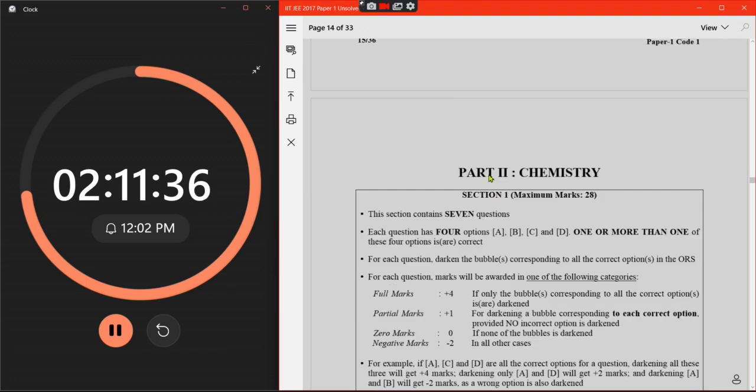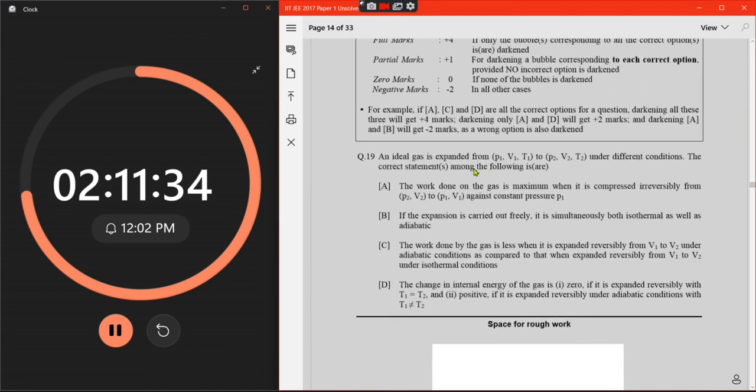Okay, part 2 chemistry. Ideal gas expanded from P1. Okay, under different conditions, the correct statement among the following is: the work done on the gas is maximum when it is compressed irreversibly from P2 V2 to P1 V1 under constant pressure P1. What expanded from this thing to that thing under different conditions? What different conditions? Okay.